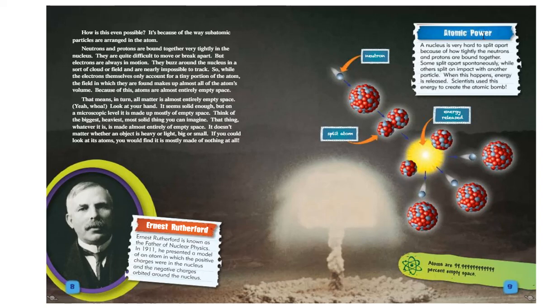Bit about atomic power. We can use the power of the atom in order to generate lots of energy. And we're told here that a nucleus is very hard to split apart because of how tightly the neutrons and protons are bound together. Some split apart spontaneously, meaning on their own, while others split on impact with another particle. When this happens, energy is released. Scientists use this energy to create the atomic bomb.